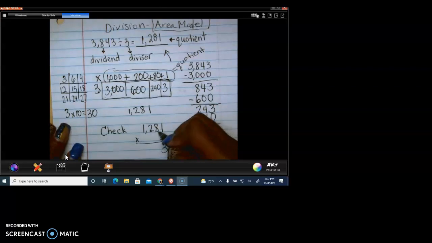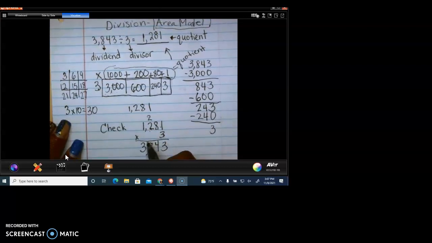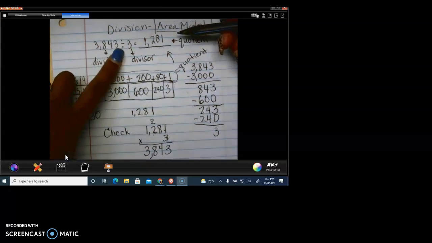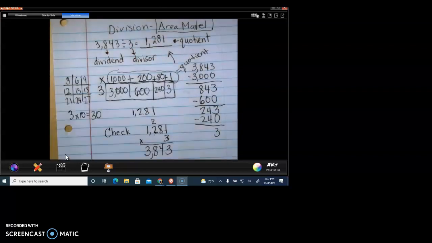Okay, 3 times 8 is 24. 3 times 2 is 6, 7, 8. And 3 times the 1,000 is 3,000. Aha! I told you. So, 3,843 divided by 3 is 1,281. It works. Parents, I know it seems a little tedious, but this is where we are starting.